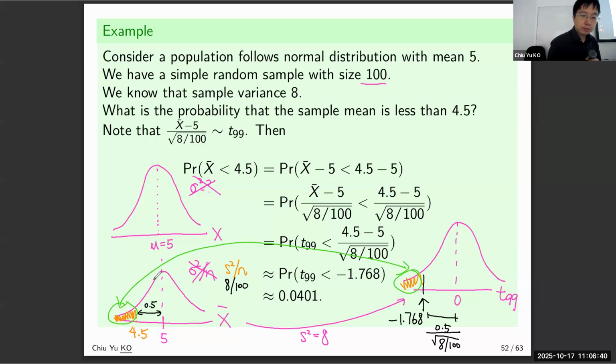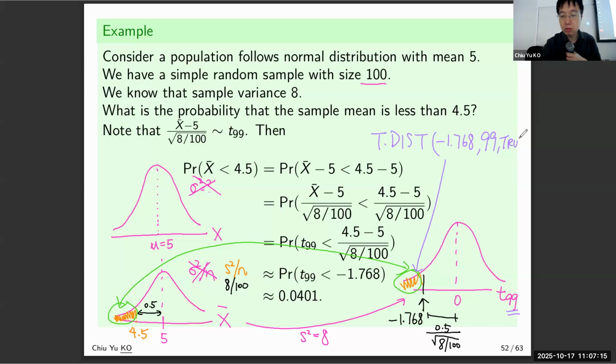By how many SD? This is a T99. And that means I can use Excel to calculate this area, because it's the area on the left. So it's just T.DIST of negative 1.768, with 99 degrees of freedom, TRUE. Then you can figure out that it's about 4%.